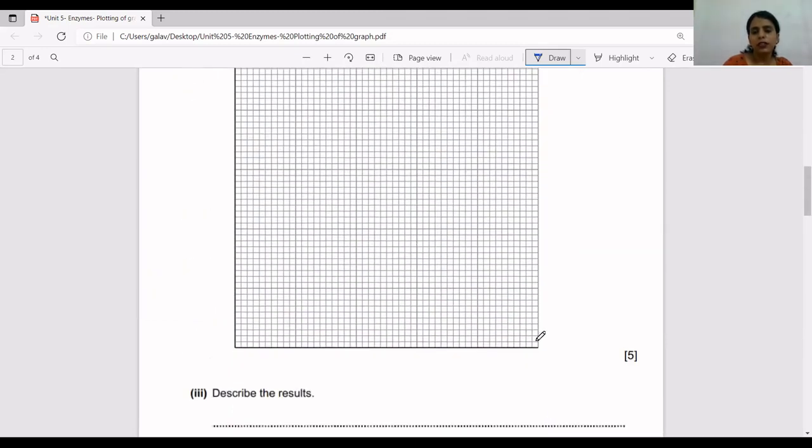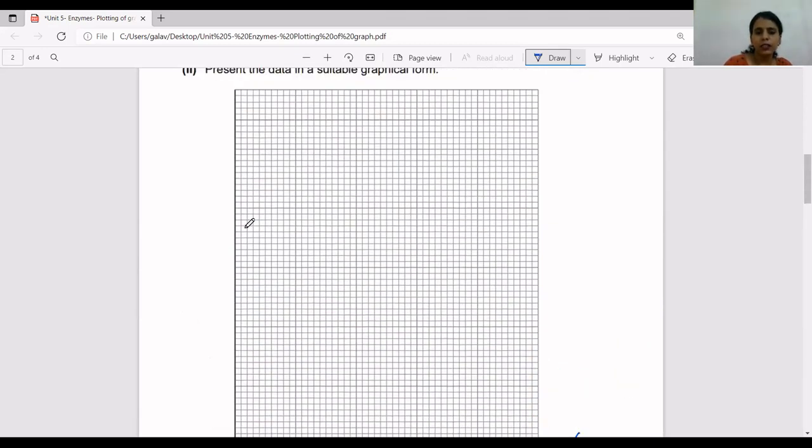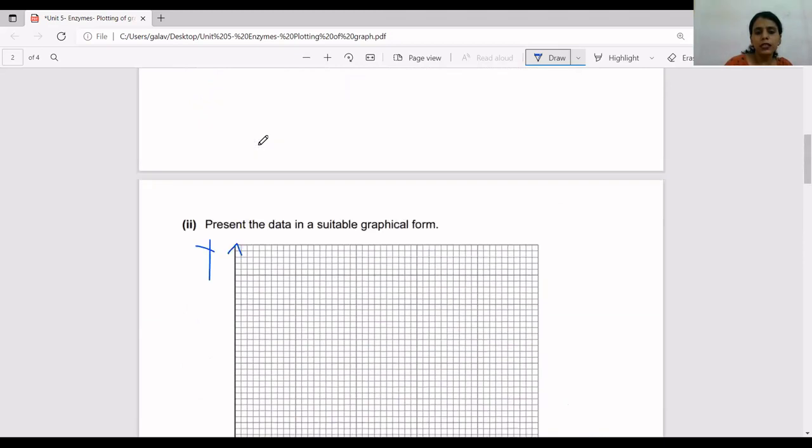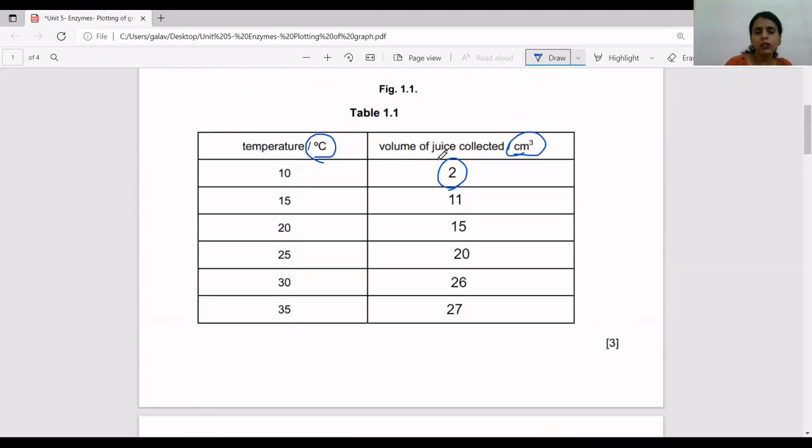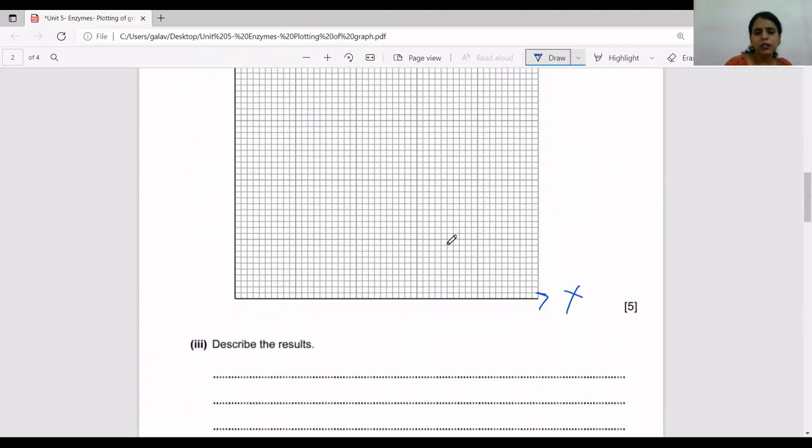Now this entire data you have to plot on this particular graph. Now you're aware that the x-axis is the independent variable and the y-axis is the dependent variable. Now if you see here, we are investigating the effect of temperature on the volume of juice collected, the effect of temperature on enzyme action in the extraction of juice from the apple pulp. So temperature will come on the x-axis, and on the y-axis we will write down the volume of juice collected.